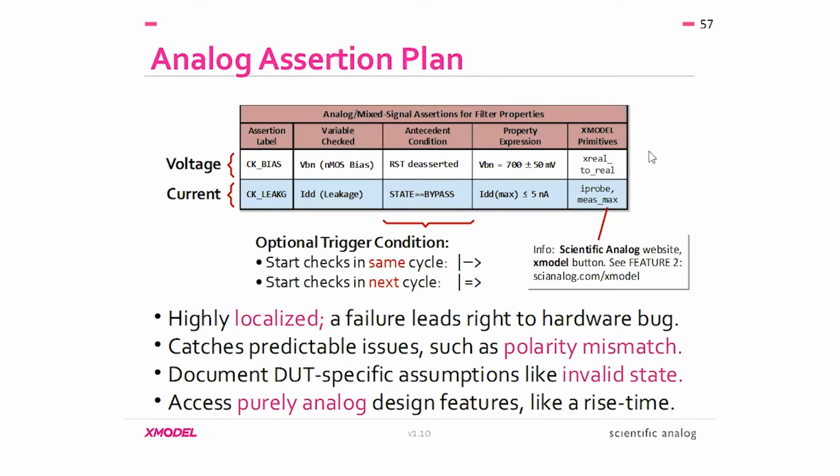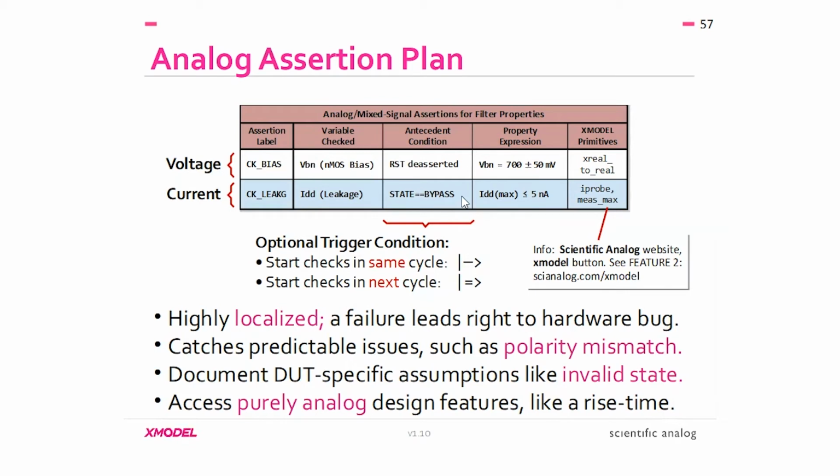Here's our simple assertion plan. The white row describes details of the bias voltage check, and the blue shaded row describes the leakage current check. Let's take a look at the middle column. It's important to realize we don't run these checks continually during an entire simulation run. We trigger them when some antecedent condition is met. In the case of the bias, we're waiting for the active high reset to deassert. Then, starting in the very same clock cycle, we commence checking, as this implication operator indicates.